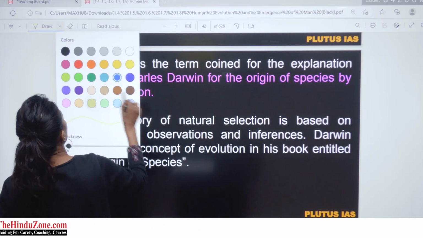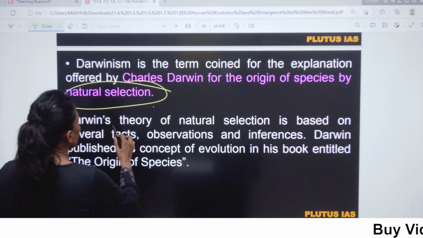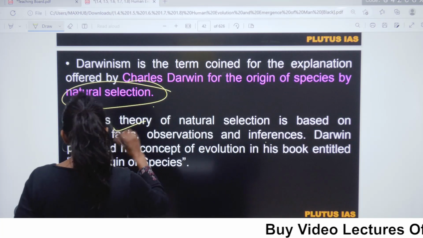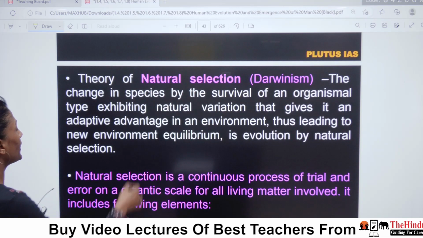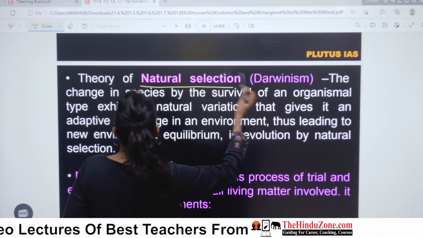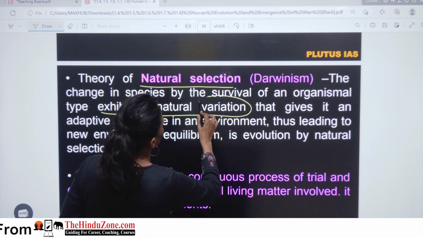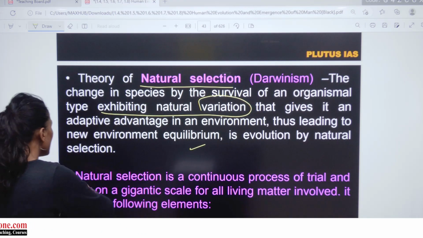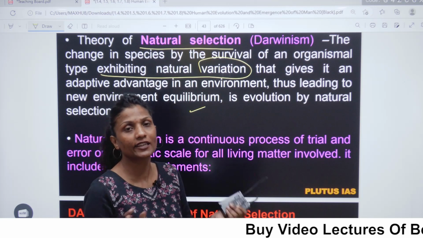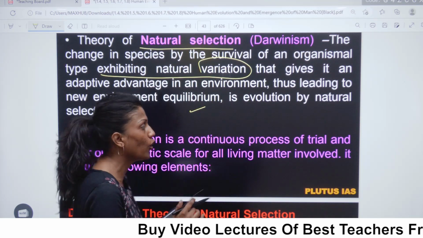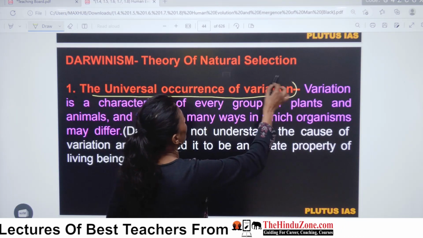Okay. So his theory is based on several facts, observations and inferences, and this is his book name, The Origin of Species. He says that the change in species occurs by the survival of organisms exhibiting natural variation. So whatsoever living organisms we take or we see, they will naturally have variation. This is the basic characteristic of all living organisms, so he says the universal occurrence of variation.